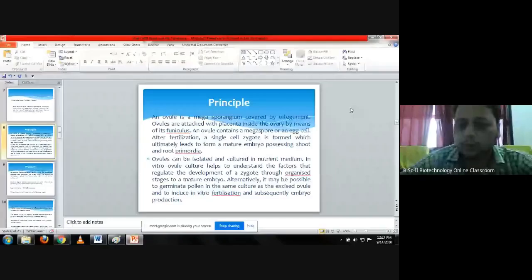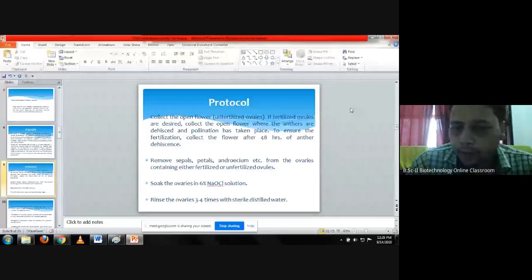Alternatively, it may be possible to germinate pollen in the same structure as the excised ovule and to induce in vitro fertilization and subsequent embryo production. Then what is the protocol here? First, collect the open flower or unfertilized ovules. If fertilized ovules are desired, collect the open flower where the anthers are at their highest and pollination has taken place.